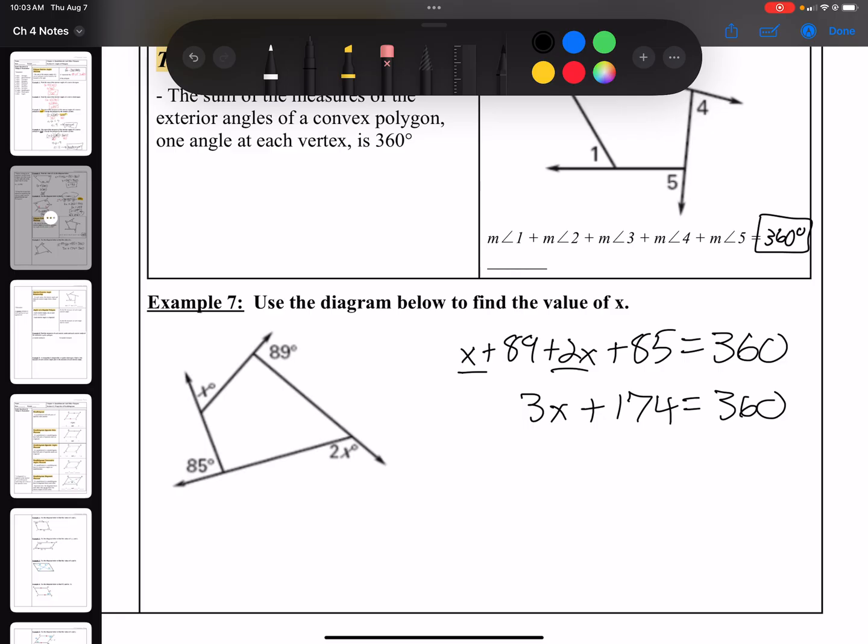Subtract both sides by 174. We'll get 3x equals 186. Divide by 3, and you'll get x equals 62.